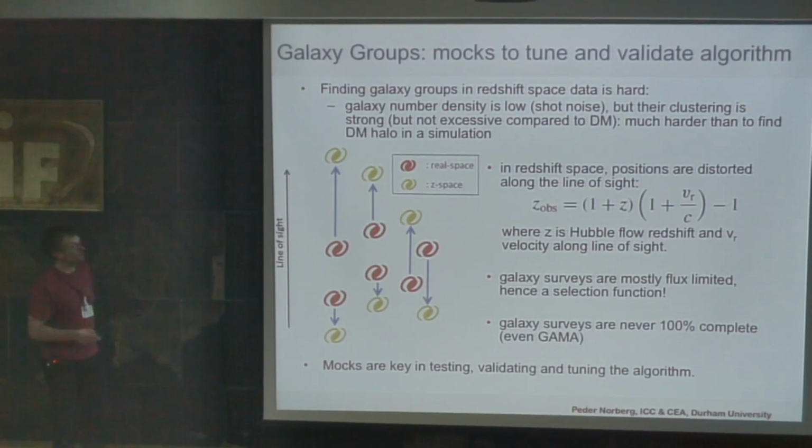Galaxy number density is low, so you end up with a shot noise issue as well, because you have only a few tracers for your halo. Unlike in simulations, where you have a large number of dark matter particles that you're trying to find. Galaxy surveys are also mostly flux limited, so you have a selection function that comes in, and you need to model that as well. The probability is not the same everywhere. Surveys are never 100% complete, so you need to model that too. So mocks are key in this case to test, validate and tune the algorithm.